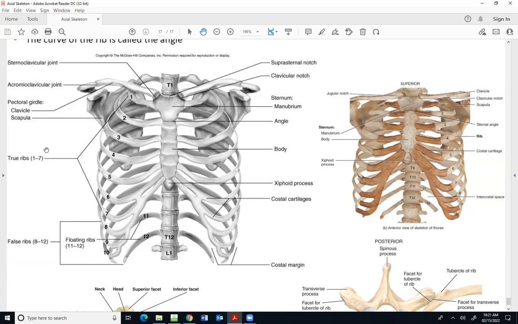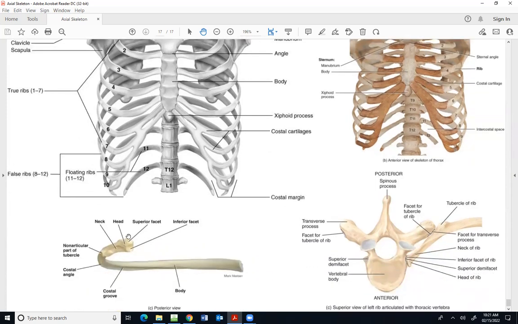As far as this image goes, if you haven't already highlighted, make sure you highlight the following: the true ribs, false ribs, and floating ribs labeled there. On the right, suprasternal notch, clavicular notch, the manubrium, the angle, the body, the xiphoid process, costal cartilages, which I do want you to know, and costal margin.